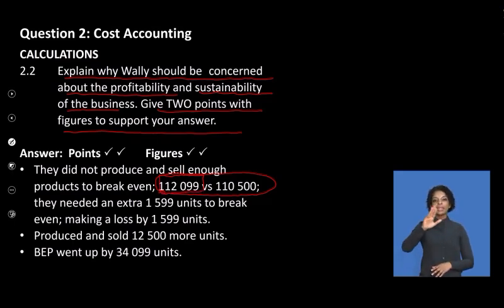112,099, whereas you only produced and sold 110,500. Clearly you can see what happened. They needed to produce an extra 1,599 in order to break even. So they produced below the break-even point. This means, obviously, that they're making a loss of how many units?